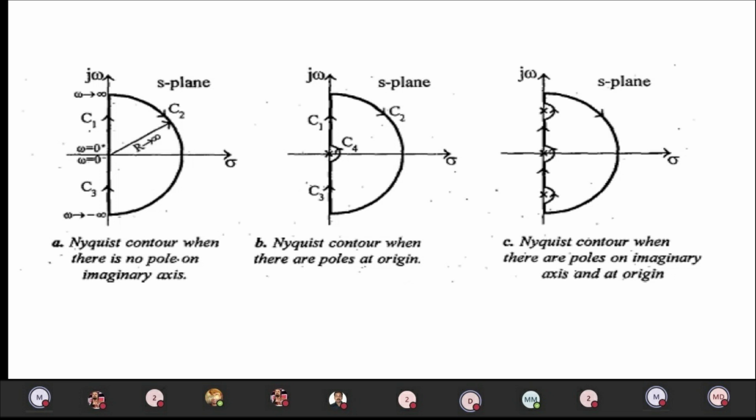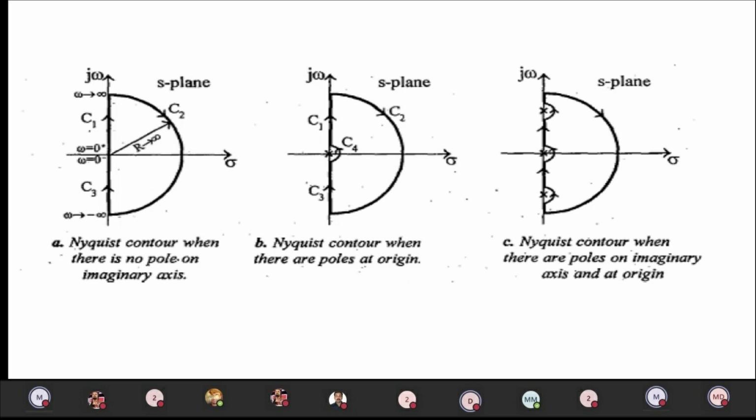Contour C1 will be as usual, and for C2 the radius will be infinity. If there are poles on the imaginary axis, then there will be seven contours, and they are analyzed here also. Each section is determined as usual. Always the C1 section will be drawn with the Nyquist plot of F(s), as per the polar plot. How can we draw the polar plot? Depending upon the type number and order of the system, you can sketch the polar plot.